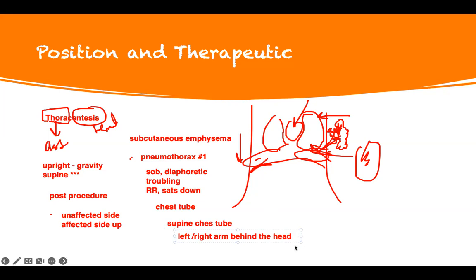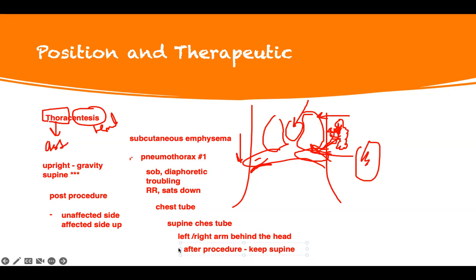After the chest tube, they can just be supine. You don't need to put them on the unaffected side anymore. After the procedure, just keep them supine, because the chest tube is now taking care of the pneumothorax. They can't develop a pneumothorax anymore.